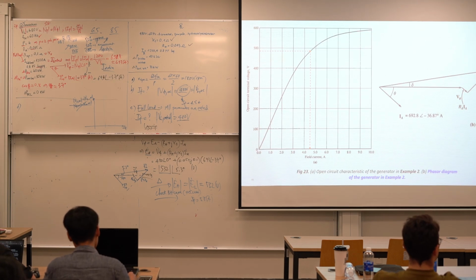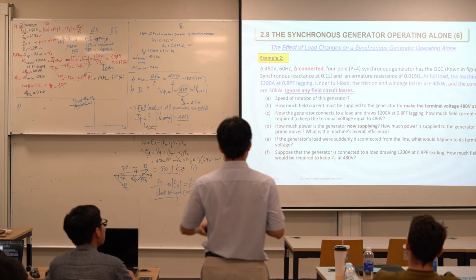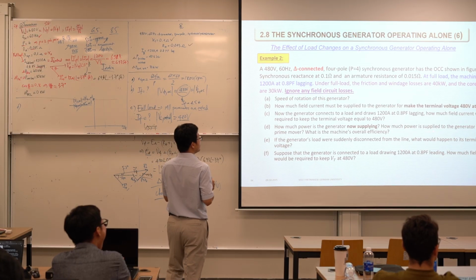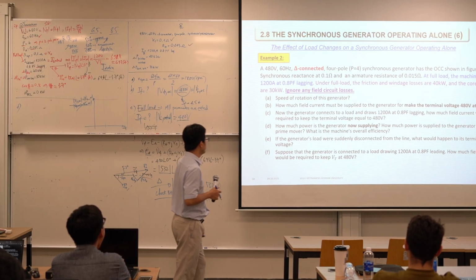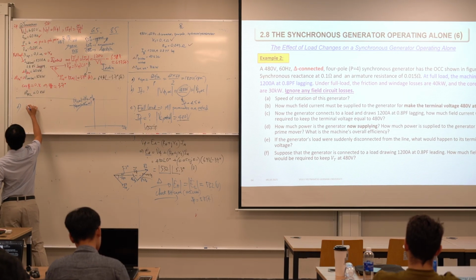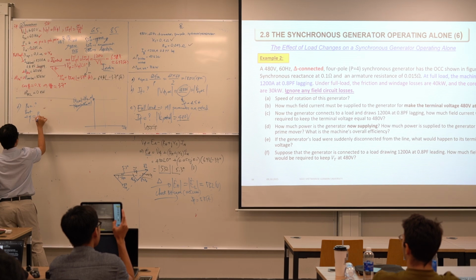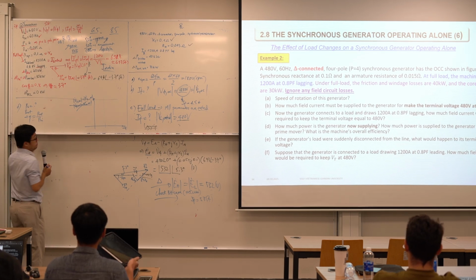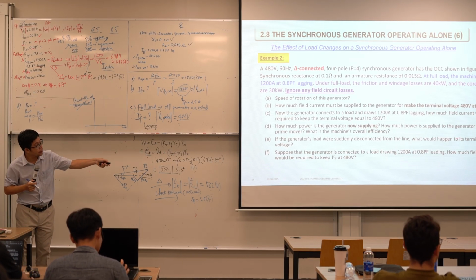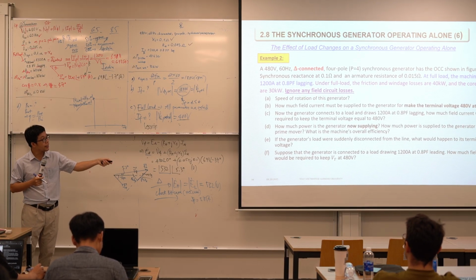Okay, no question, next. How much power is the generator now supplying? How much power is supplied to the generator by the prime mover? And what is the machine's overall efficiency? That means they ask us to calculate P out, P in, and the efficiency, that is P out over P in. Do you follow me? So this is P out, P in, you know.